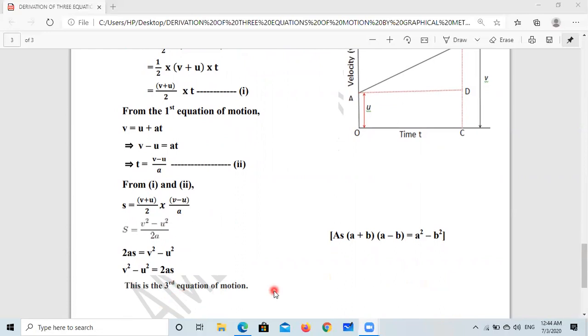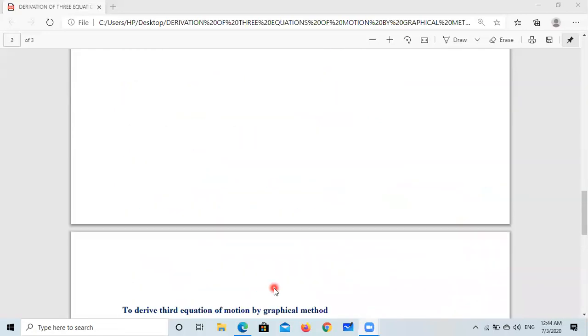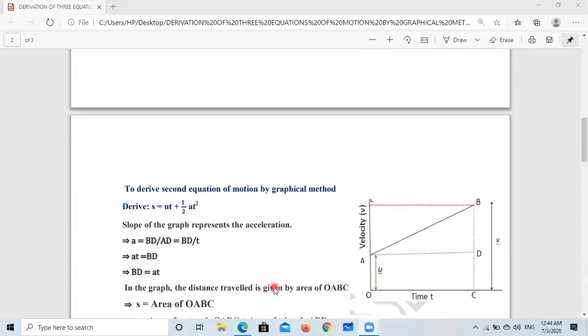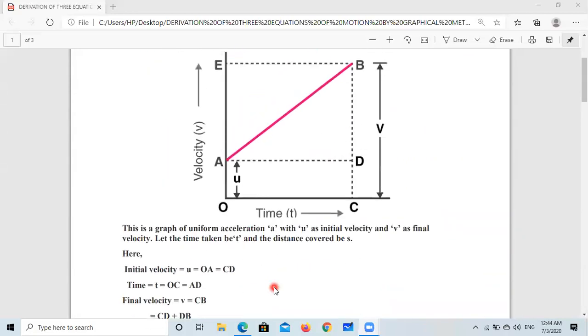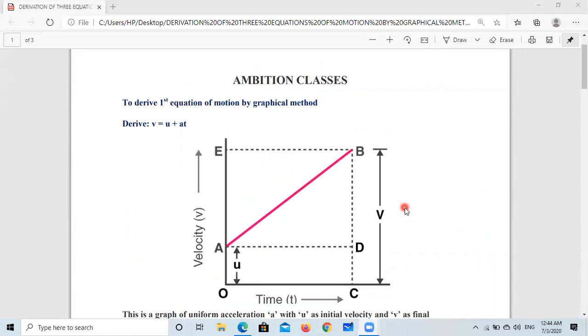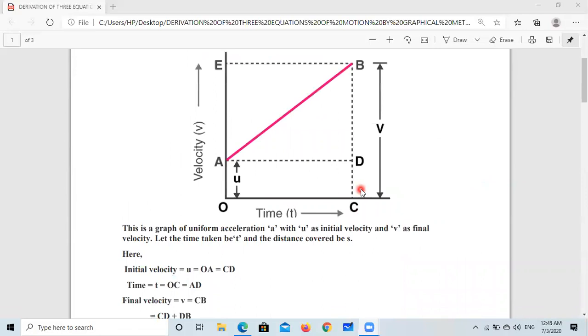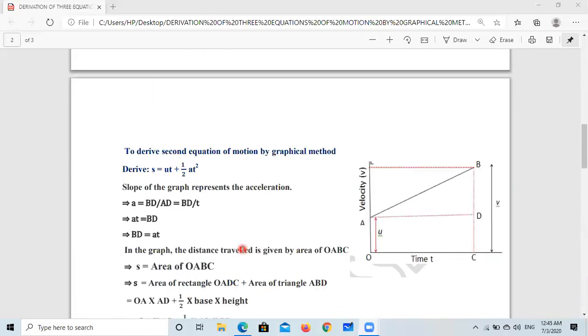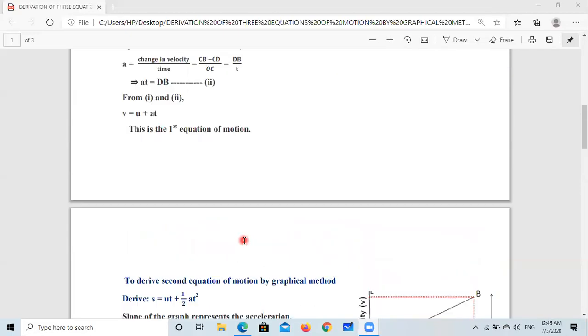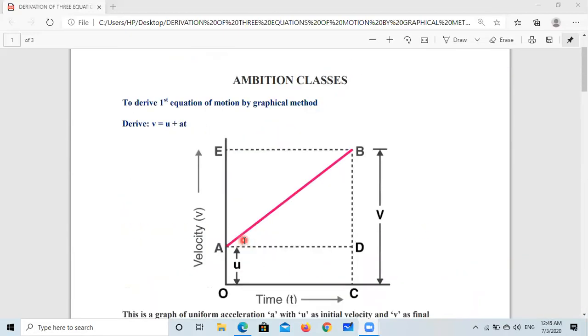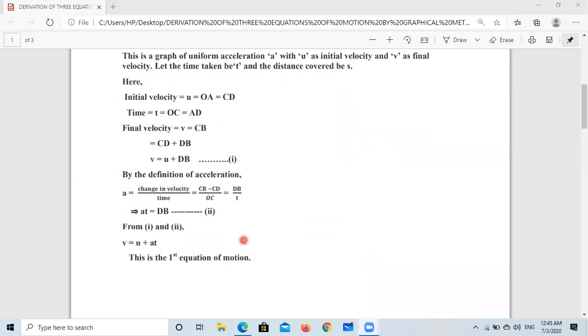So we have discussed the derivation of all three equations of motion by the graphical method, and we can go over them in brief. In the first equation of motion, we simply split V as U plus BD. In this way, we find BD as AT, so V equals U plus AT. This is the first equation of motion. You can write it in your notebook by pausing the video.